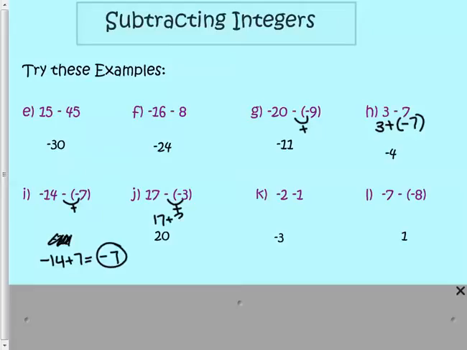Down here, 17 plus 3 is 20. -2 plus a -1 is -3. Same sign, keep them and add them. Here we have different signs, so we subtract and we take the sign of the greater absolute value.